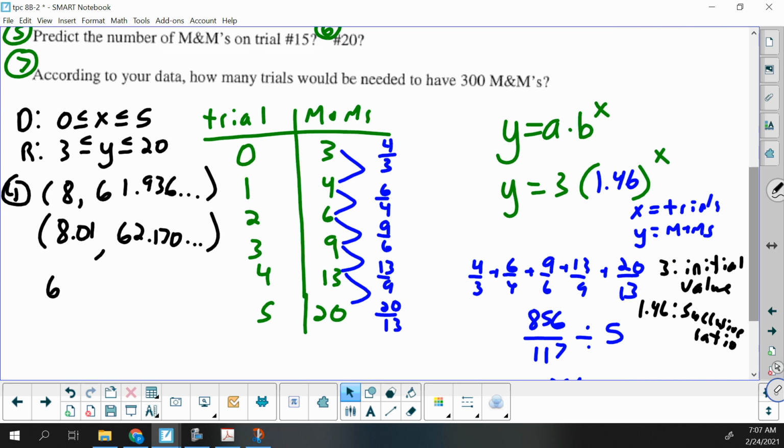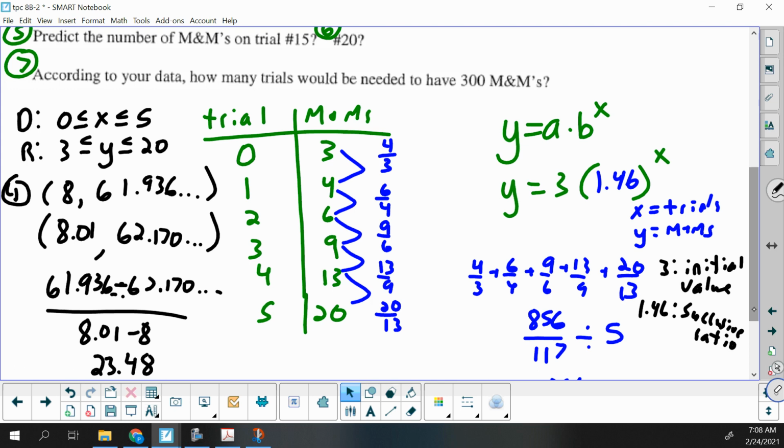So now I'm going to do change in y over change in x. And when I do that, I get 23.48. Just keep it out to a couple spots. A rate's unit should be something per something. It's the y units over the x units. So we should have M&Ms per trial. And it makes sense that we got a positive rate because this one was showing exponential growth.